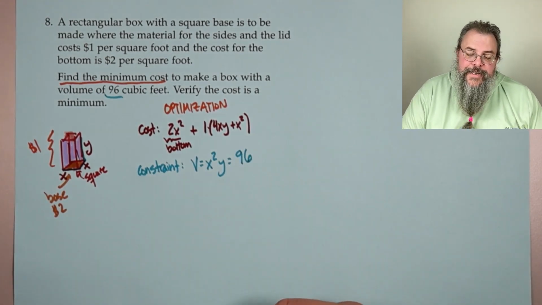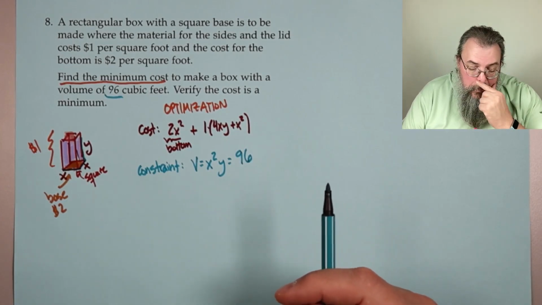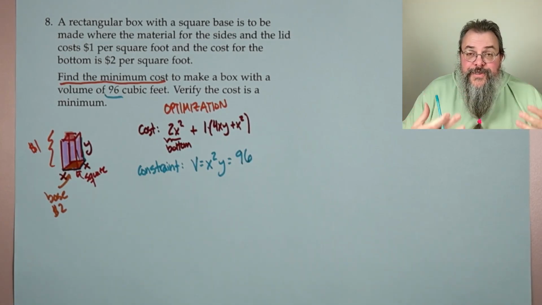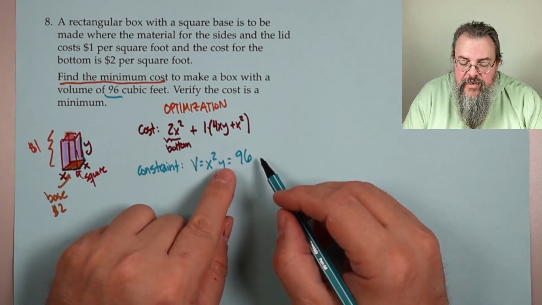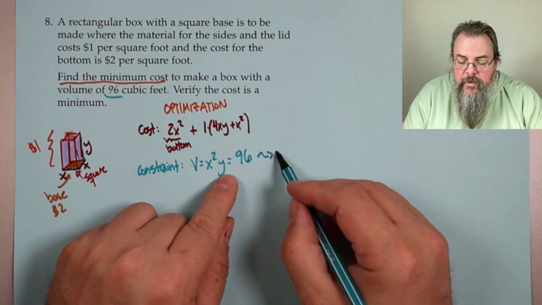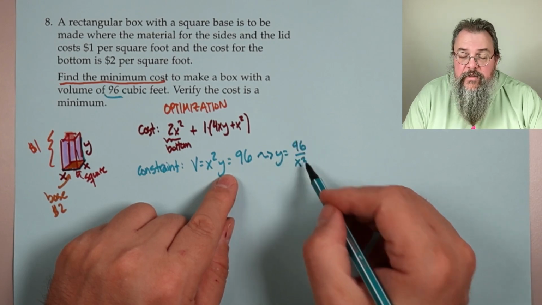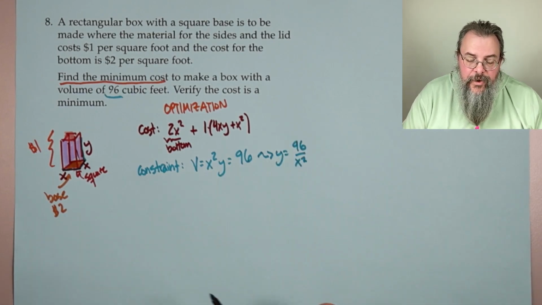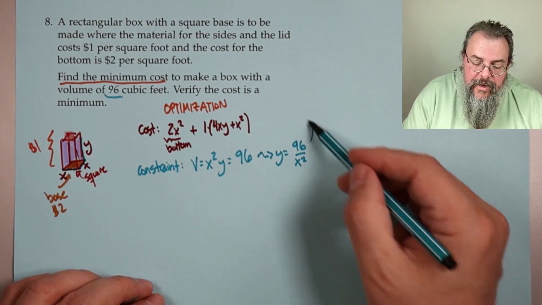All right, so good. Now, how does this help us? Well, we can now solve for one of the variables. And so in particular, since there's just a single y here, we could say, hey, this is the same as y is 96 over x squared. So let's now use that in our cost.